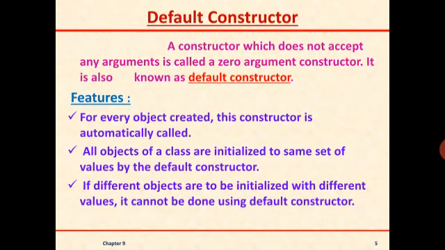The third characteristic is that if different objects are to be initialized with different values, then it is not possible with the default constructor. Yes, it is true that if I create n number of objects, all n objects will be assigned the same set of values. If I want different values to be assigned, then it is not possible with the default constructor.